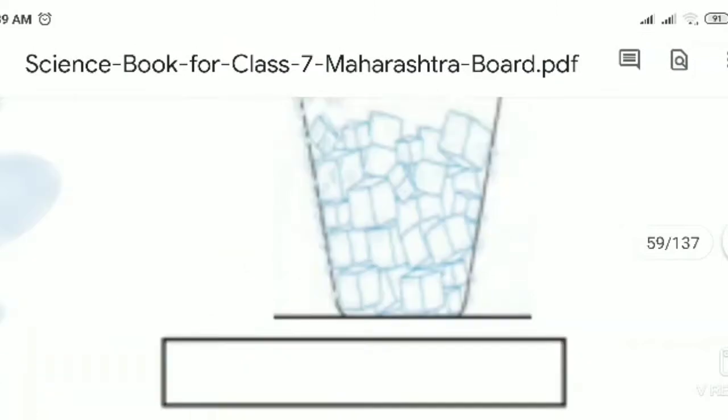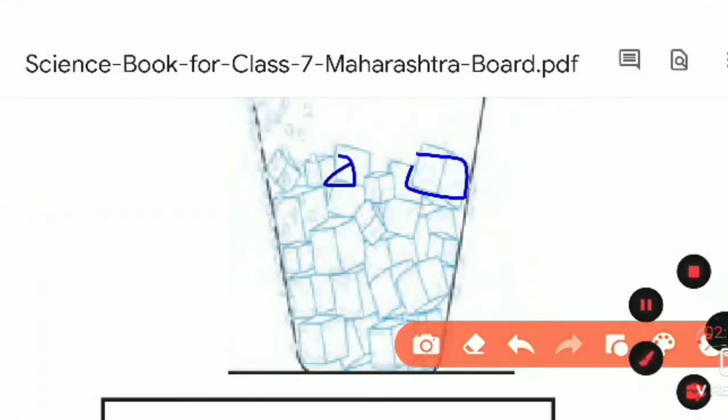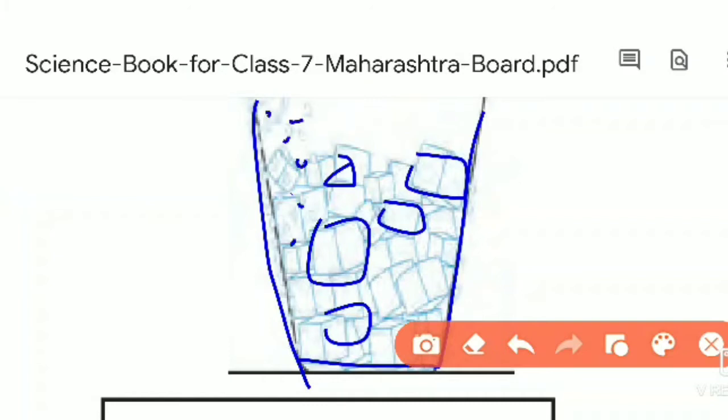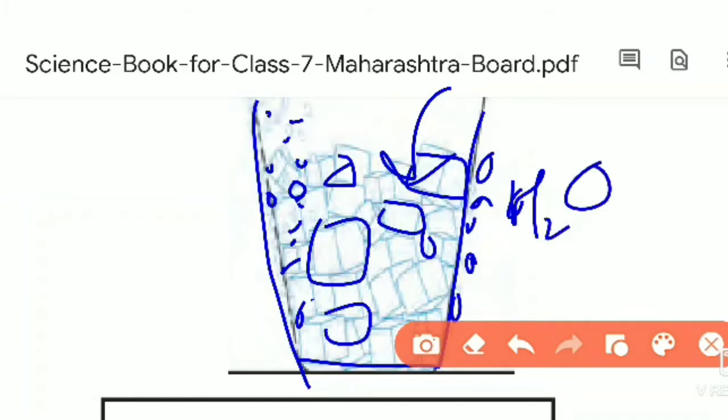If you see the third picture, you will notice that in a glass some ice cubes are there. The ice cubes are inside the glass, and some water drops are there. We can see these water drops on the upper surface of the glass. Why are these water drops there? The ice is inside the glass and the water drops are outside the glass. This is because, as we know, water vapors are present in the air too.